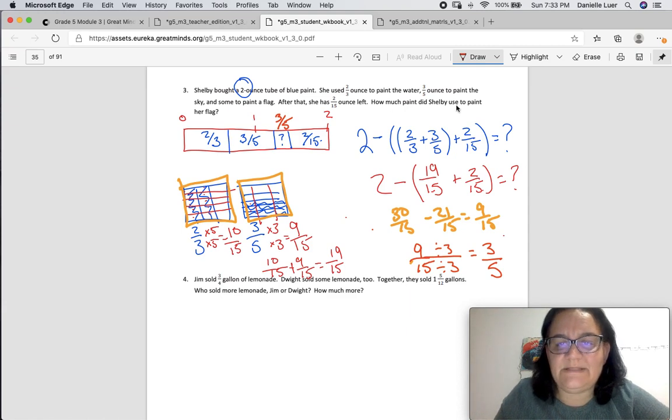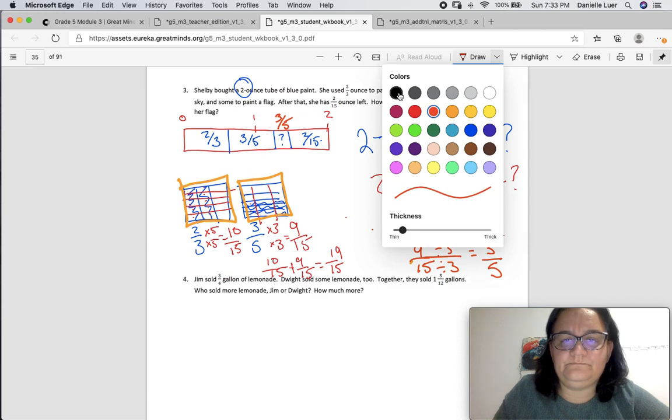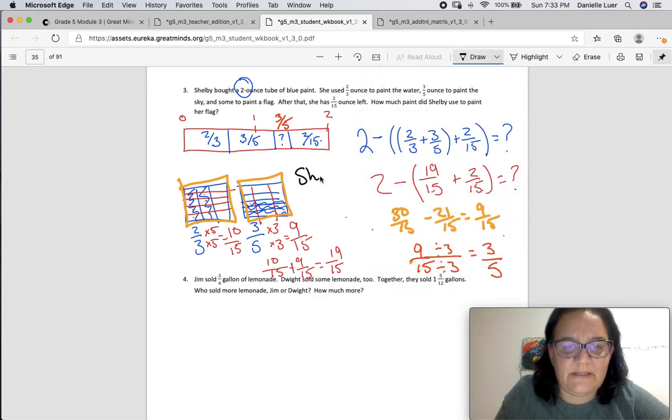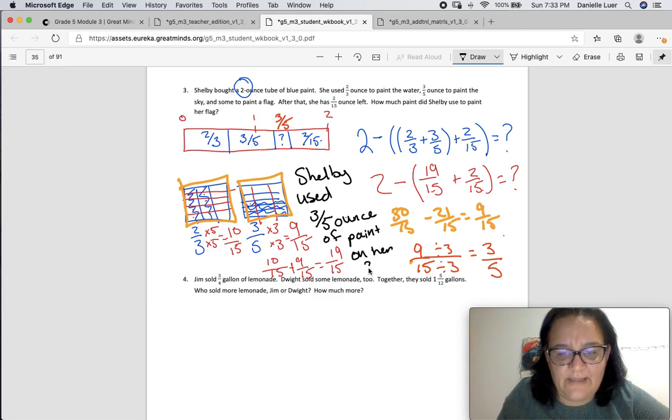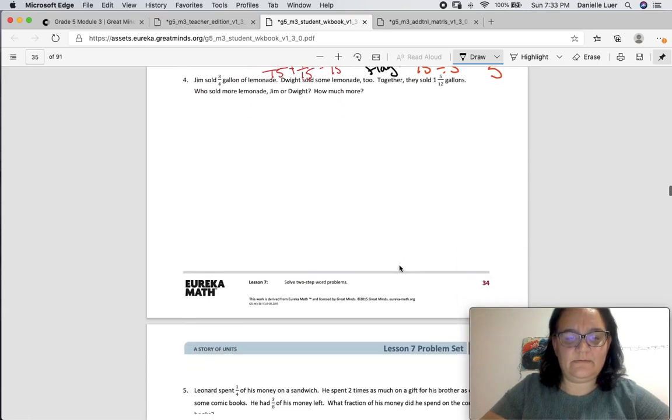How much paint did Shelby use to paint her flag? Shelby used, don't forget to label, 3/5 of an ounce of paint on her flag. Good. Number 4.